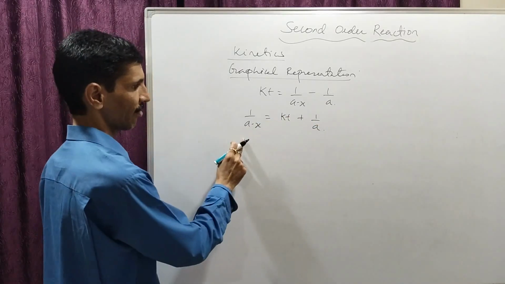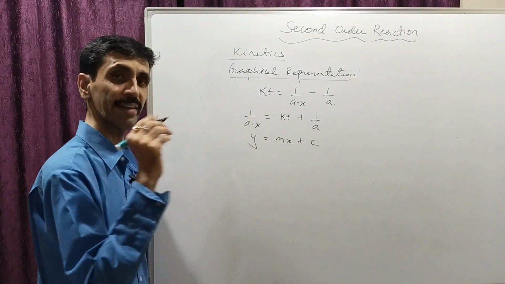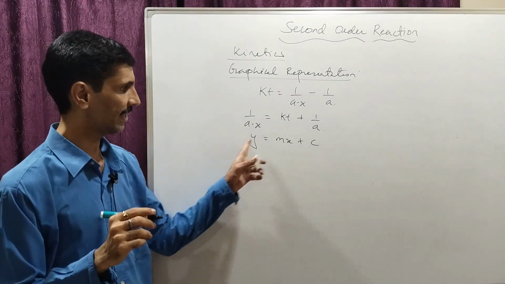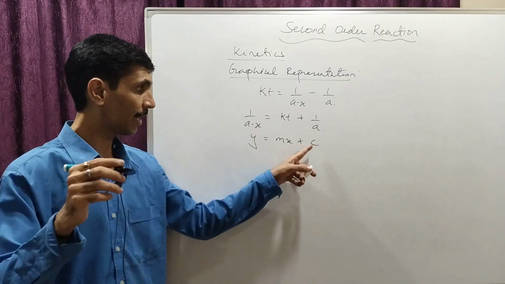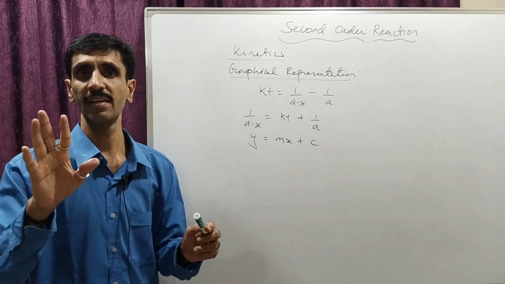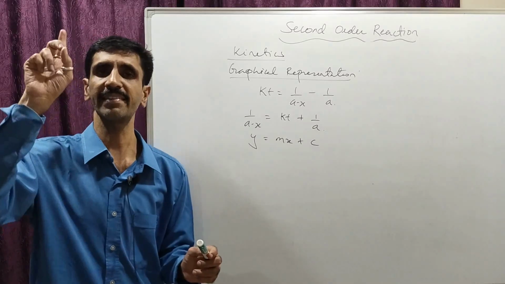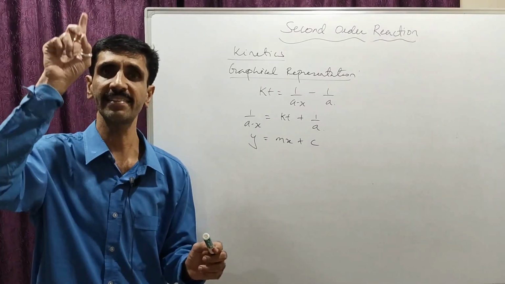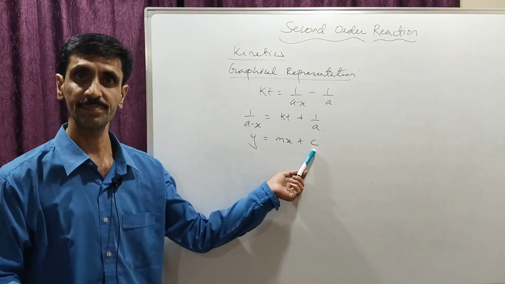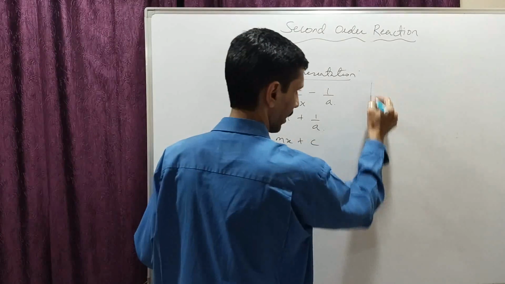Okay, now if you compare this equation with y is equal to mx plus c. What is y is equal to mx plus c? It is the equation of a straight line. This is the y axis, this is the x axis, and because there is a c here, it means it is a straight line which is not passing through the origin. If it passed through the origin, the equation would be y is equal to mx. But this is y is equal to mx plus c, which means that it has an intercept on the y axis. And the intercept on the y axis is c. Okay, so now if we compare these two expressions, we go for a graph.